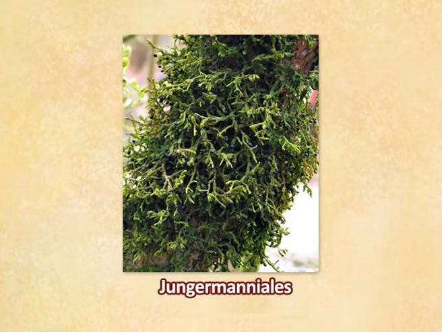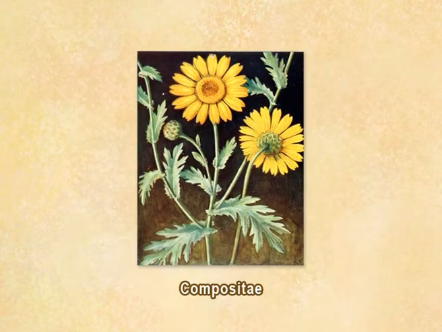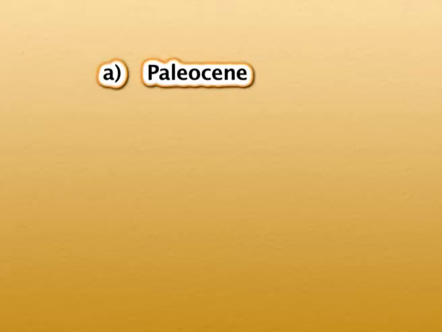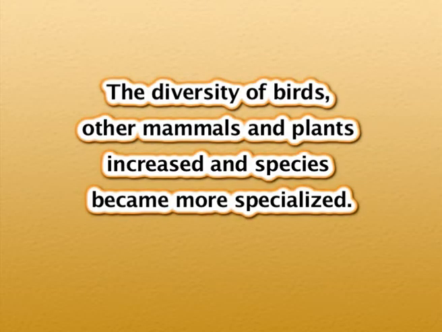Cenozoic has two periods. Tertiary period. Angiosperms dominated the earth. Gingerales made their appearance. Families like Gramineae and Compositae appeared. This period has been divided into 5 epochs as follows. Paleocene. The Paleocene epoch began after the extinction of the dinosaurs. At the beginning of the Paleocene, most mammals were tiny and rodent-like. With time, mammals grew in size, number, and diversity. The diversity of birds and other mammals and plants increased, and species became more specialized.